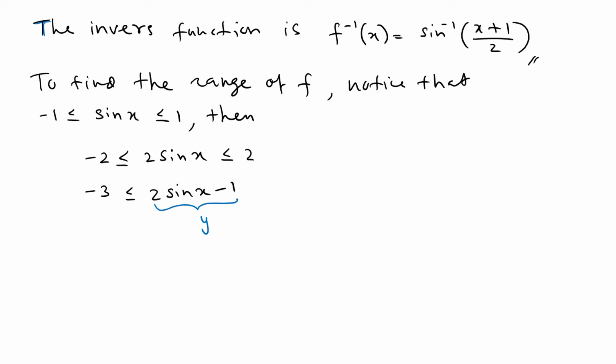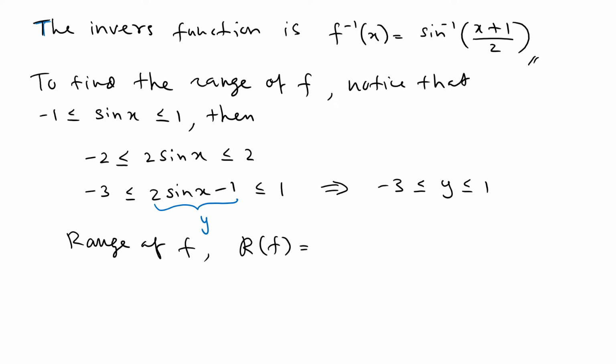And this is less than or equal to, if you subtract 1 from 2, it's going to be 1. So y is between -3 and 1. That is the range. This implies that -3 is less than or equal to y, less than or equal to 1. That means the range of f, with the notation R f, goes from -3 to 1.